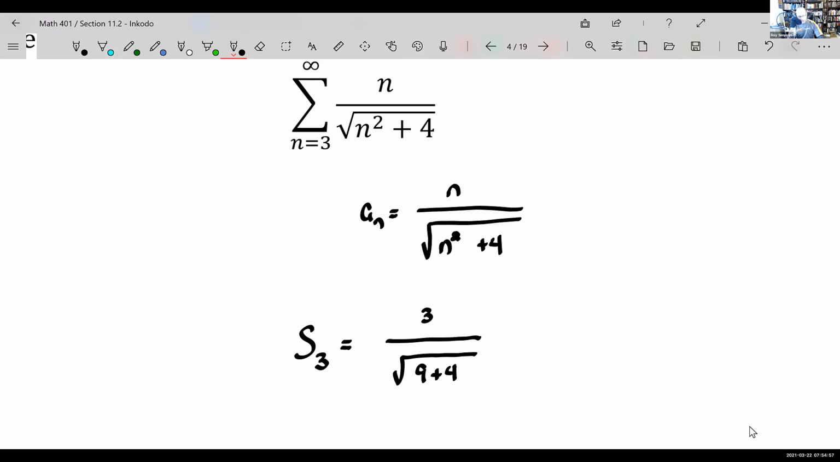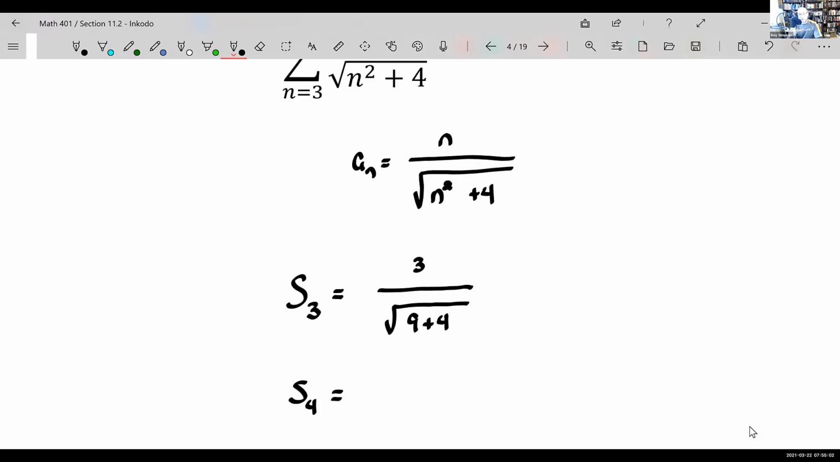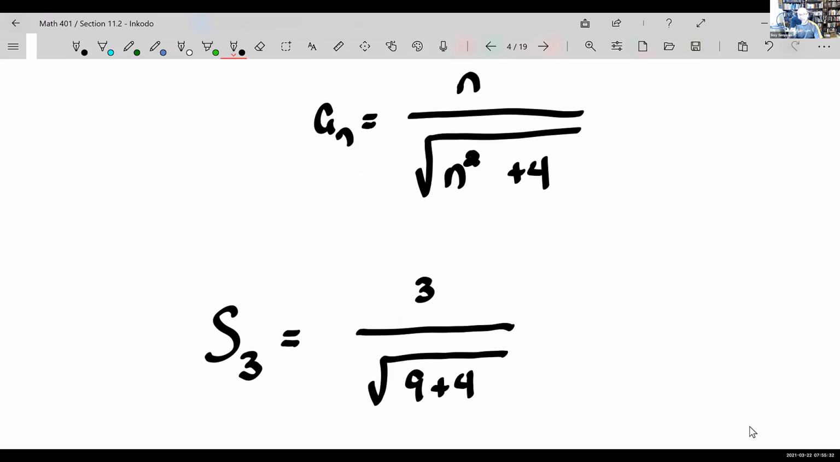S sub 4. Now, the language that I'm using here, I was saying earlier, S sub 1 is the sum of the first element of our sequence. S sub 2 is the sum of the first two elements of our sequence. Well, if your sequence doesn't start at 1, don't think of it that way. Think of S sub 1 as being the sum of A sub 1, S sub 2 being the sum of A sub 1 plus A sub 2, and so on and so forth. In our case, we start with S sub 3, which should be the sum of A1, A2, A3, but our sequence doesn't start at A1 or A2. It starts only at A3.